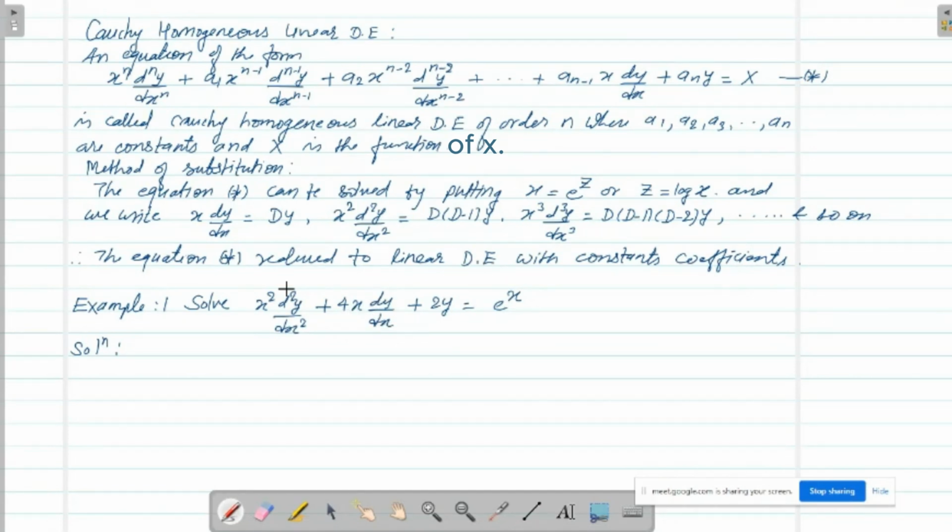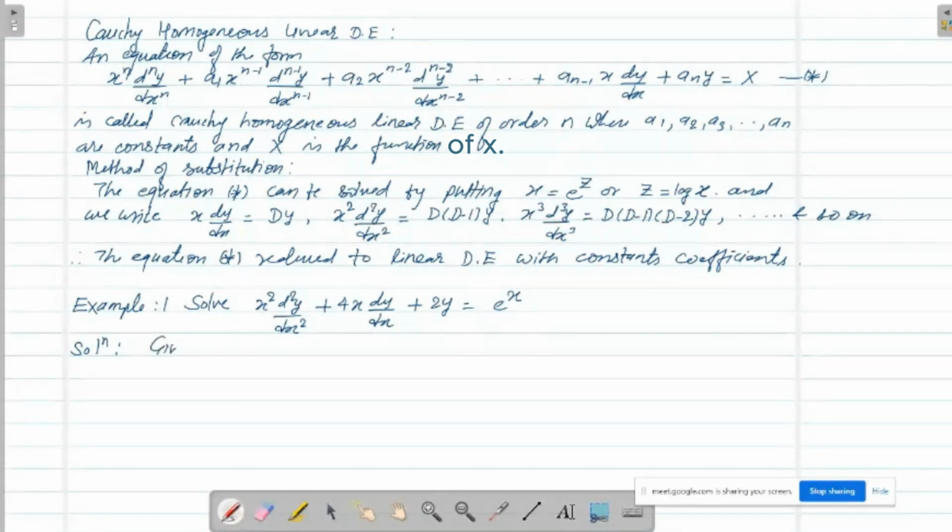If this is not a Cauchy homogeneous equation, then what do we have to do? First we have to make it Cauchy, then we have to solve. We will see that type of problem next time. So let us solve this. First we copy the given differential equation.